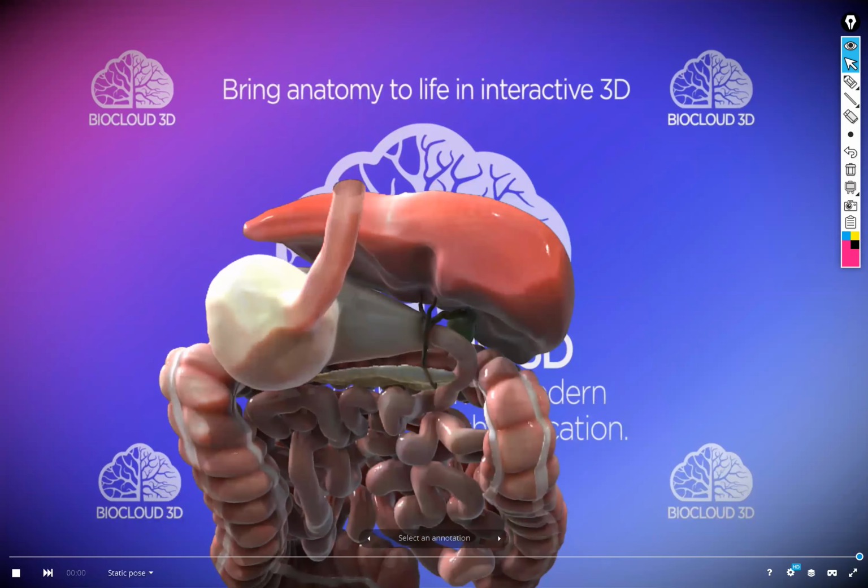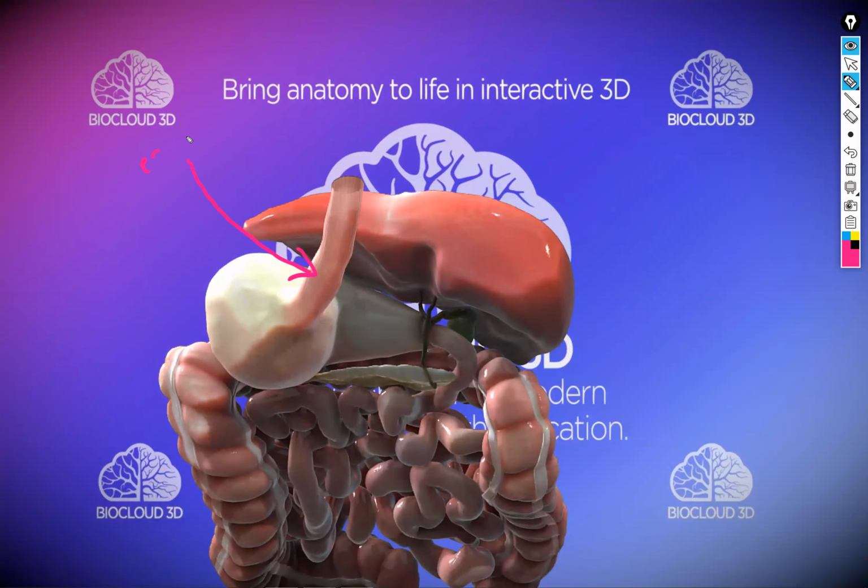So here we have the esophagus. And this is going to be a muscular tube that basically connects your oropharynx, which is the muscular funnel that you use to swallow with, to your stomach.